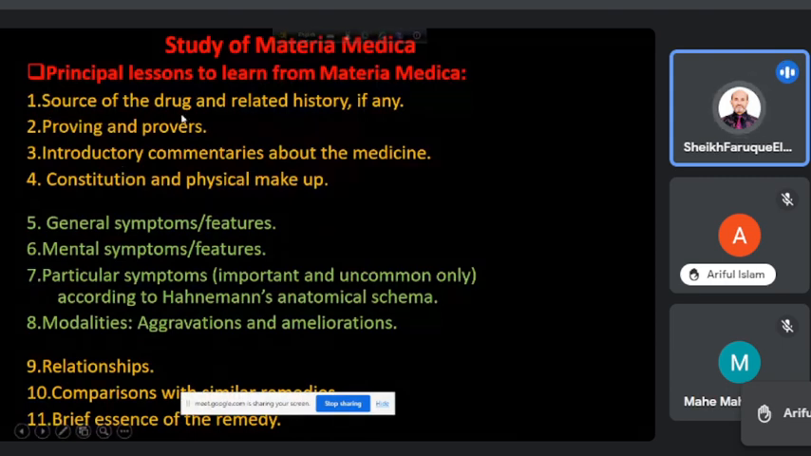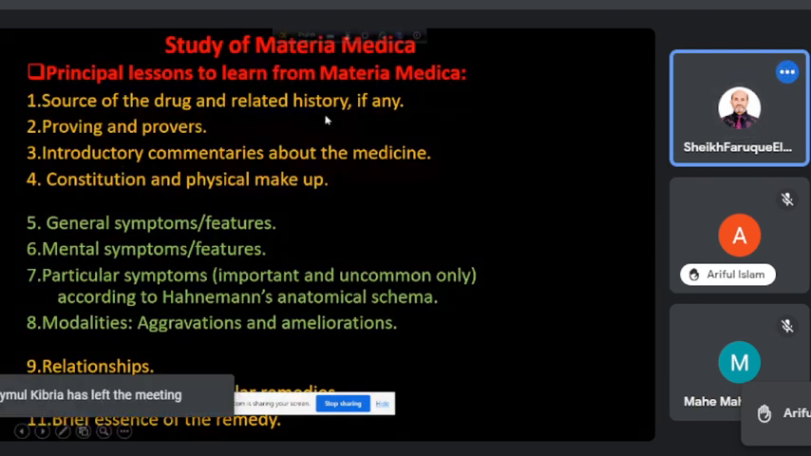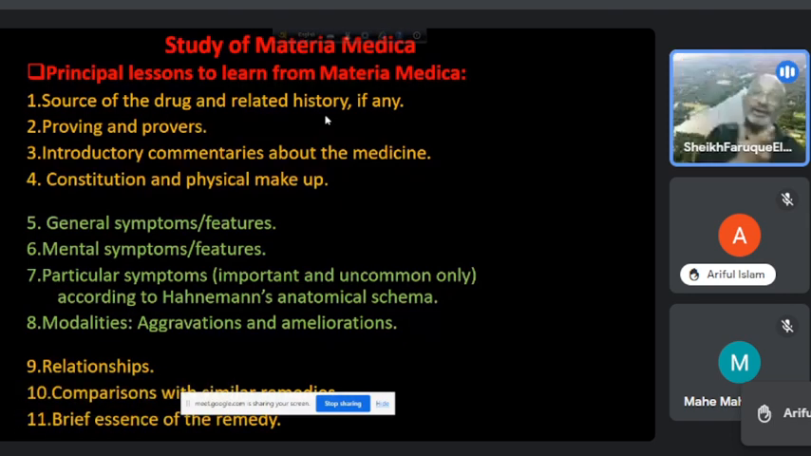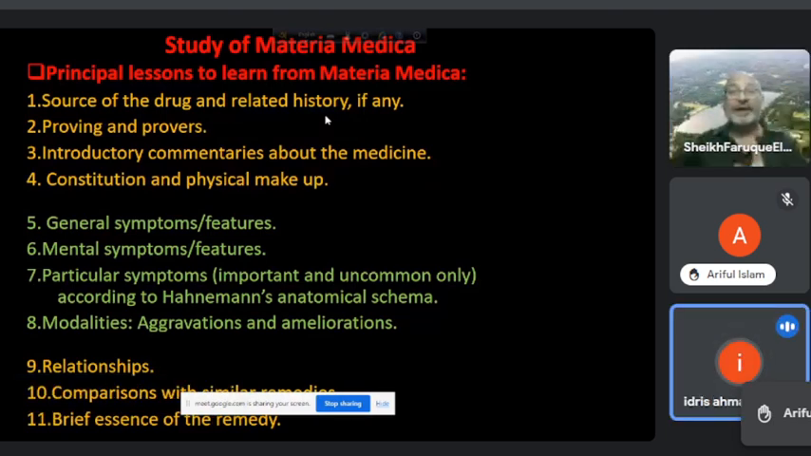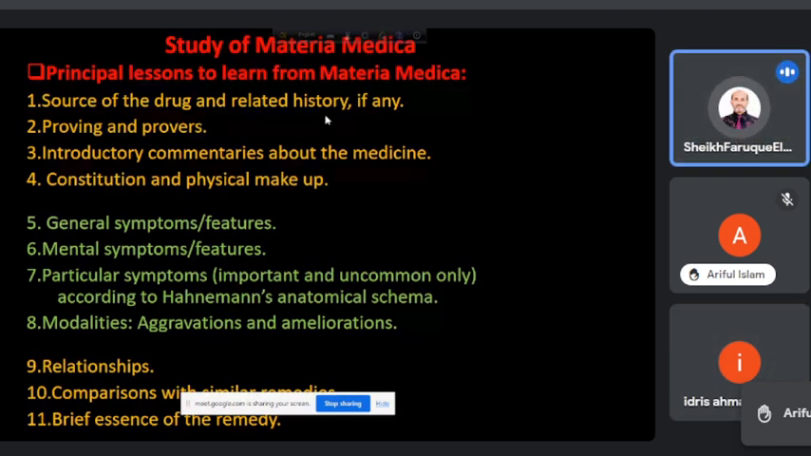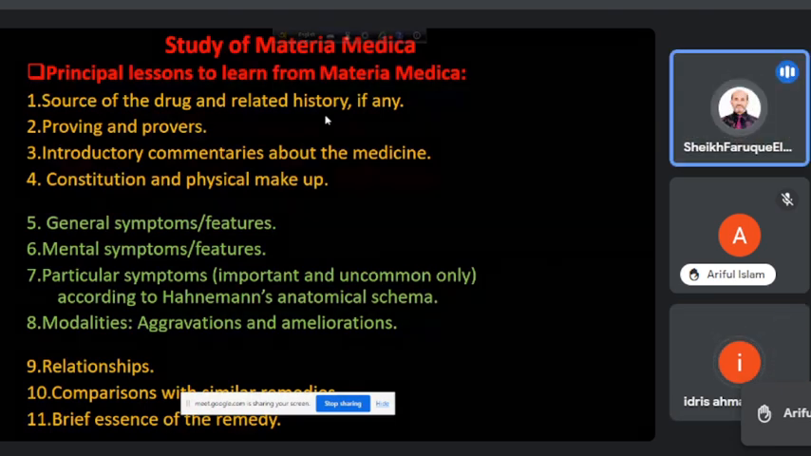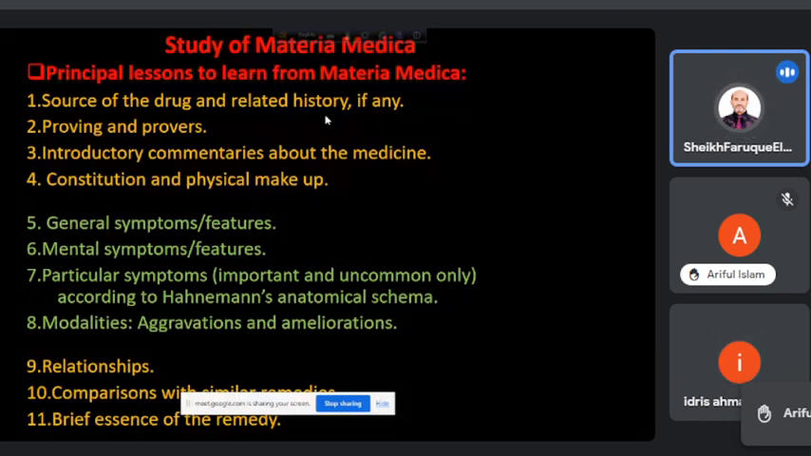You must learn the source of the drug and the related history. Say it is Sepia. You should know where Sepia came from, and there are good stories of how Sepia was revealed to Hahnemann and he was interested to make the proving. If you study Thuja, you should know where Thuja came from and the related history. With many medicines there is a history of how the prover or even Hahnemann became interested to study this medicine. Like Thuja, you will find there is a good history. Also in Lachesis, there is a good history.